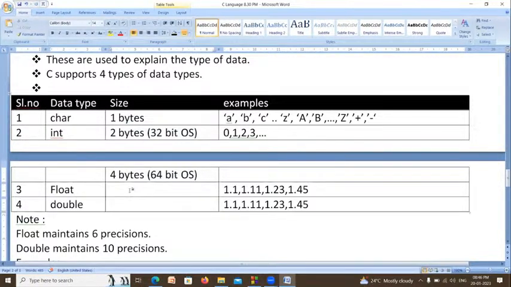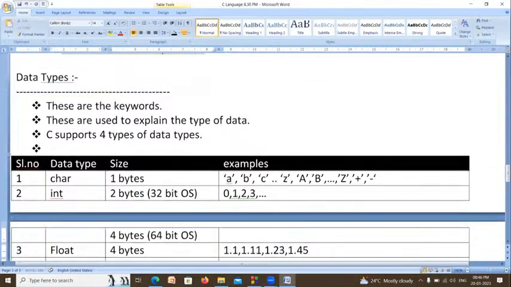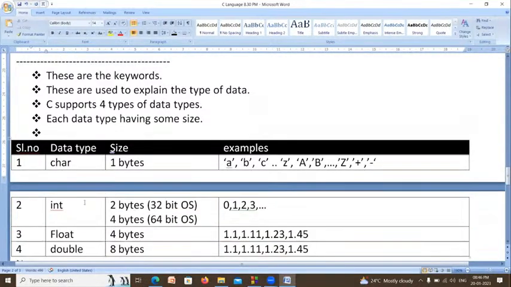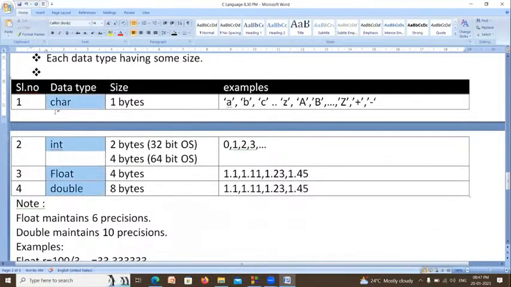The size of the float is 4 bytes. The size of the double is 8 bytes. These are the sizes. So each data type is having some size. Now, where we need to use this data type?